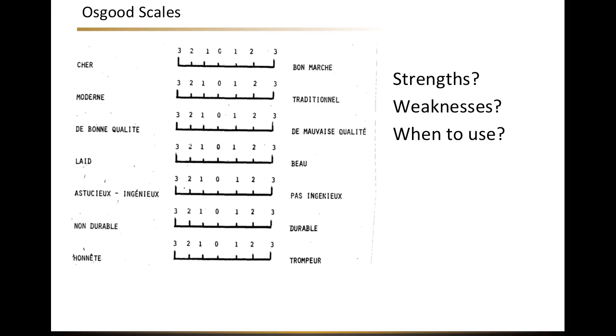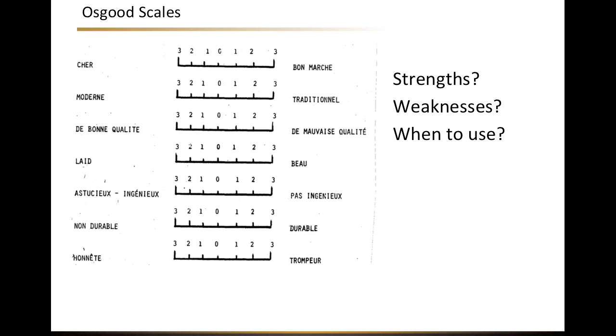Now these aren't very good scale weights though. You've got dear versus inexpensive as the first one. Do you want something expensive or inexpensive? Well, I don't know many people are going to turn around and go inexpensive, but I could be wrong. Do you want something modern or traditional? That's at least appropriate, and they're antonyms of each other. Do you want something of good or poor quality? Now, I can't imagine a single person saying they'd prefer something of poor quality. That just doesn't make sense.